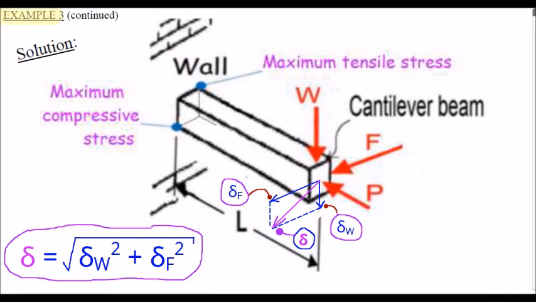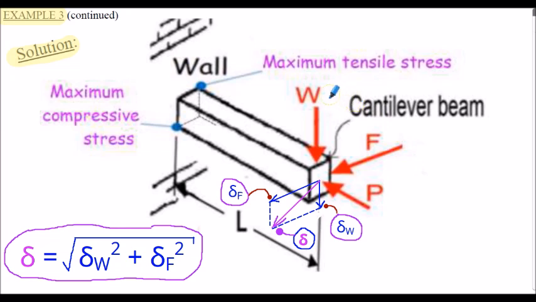Example 3, solution continued. On this slide, I've just tried to illustrate in greater clarity the various deflections that have been calculated on the previous slide. And just note for reference, the term displacement is also used in this context to describe movement of one point relative to a datum point. And of course, in the case of this cantilever beam, our deflections or displacements at the free end are relative to the fixed point at the wall. I'm using the terms deflection and displacement interchangeably here.